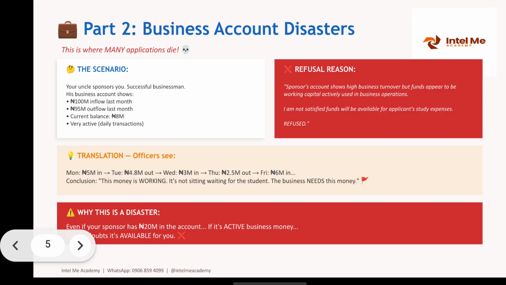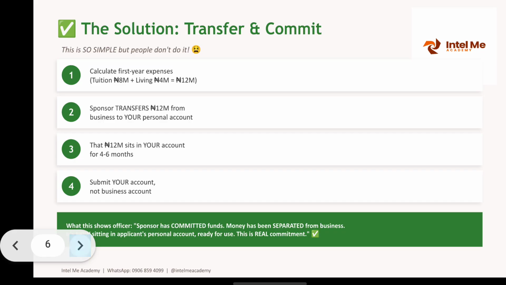They could easily see that that business would need the money anytime. Do you understand? So even if your sponsor has 20 million naira in the account, if it's active business money, they will doubt that it is available for you. So the best way is for them to transfer it to you or to pay a portion of your tuition, just to make sure that the money is truly available for you. It's best it is with you rather than in the company's account where it could be used anytime.